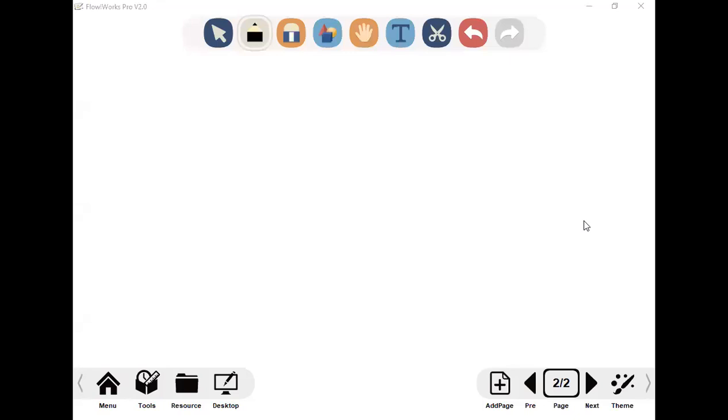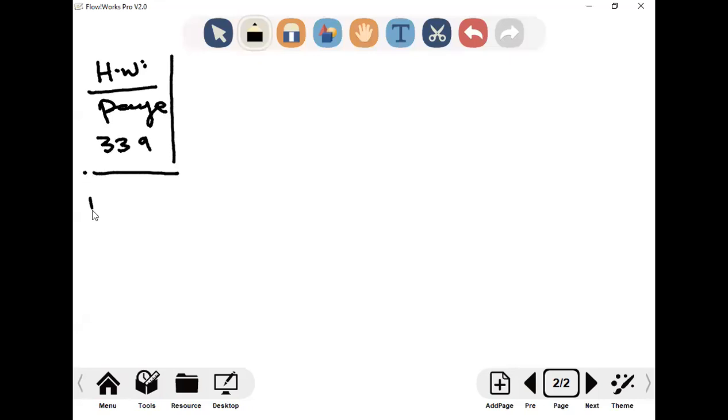So we are on homework page 339. Check your answers with me. Question one, x less than 2, the solution. So this is 2, open circle to the left, right.